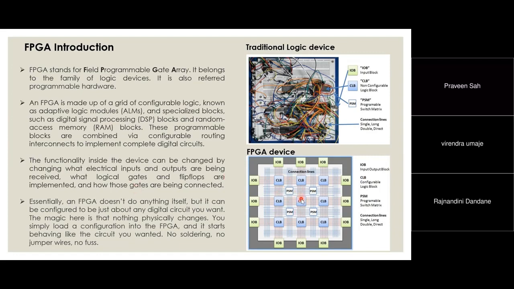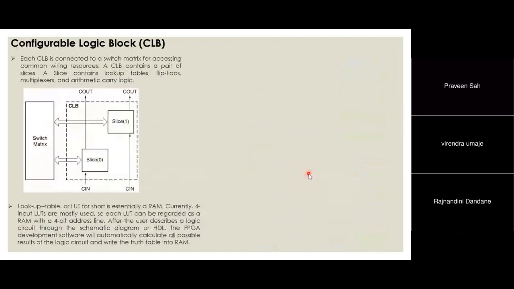And what is that hardware? By changing what flip flops you are using, what logic gates you are using, and how these gates are being connected using this switch matrix, you are changing the functionality. With that, let's understand each of these blocks: CLB, switch matrix, input output, and then connection line.